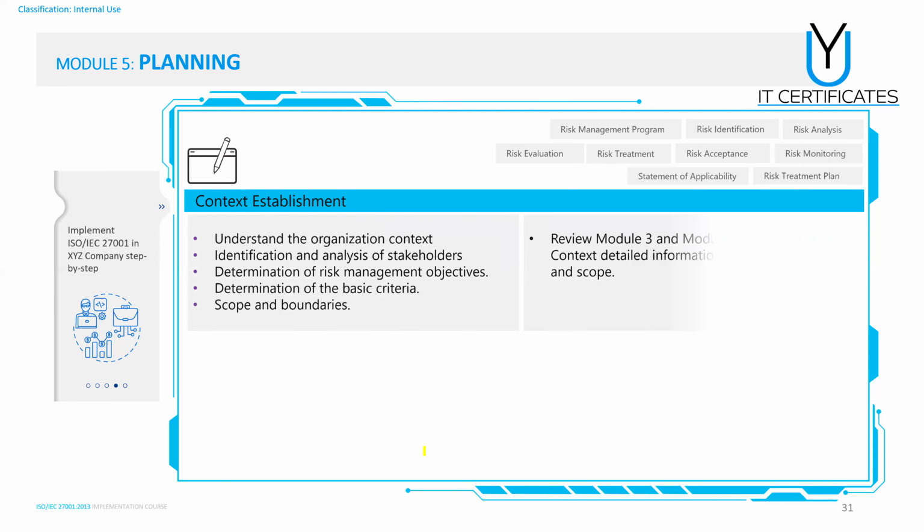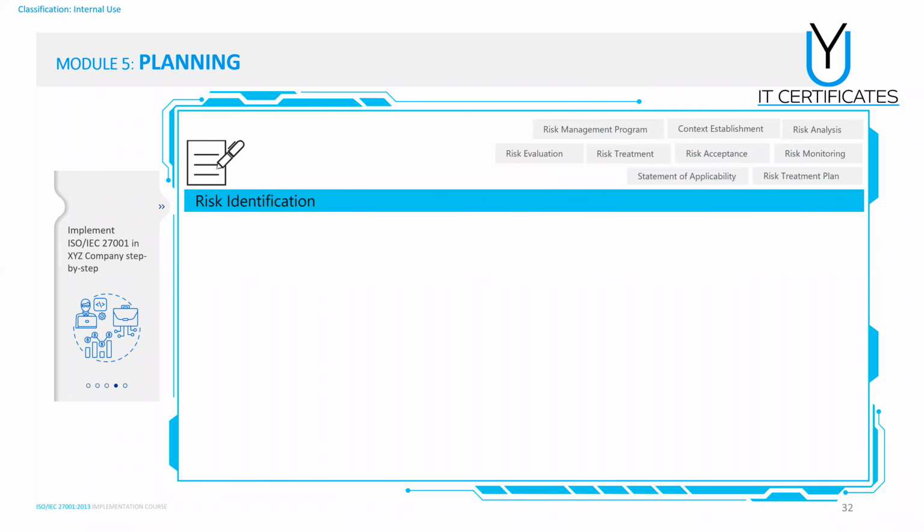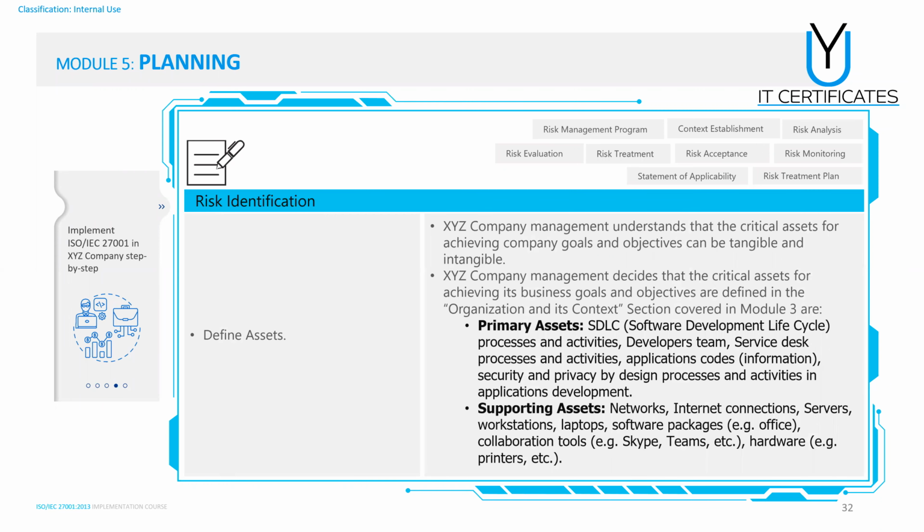For the context establishment, of course, I will not speak about it anymore because we discussed it in detail in module number 3, and we got a lot of information out of it, especially the objectives and the scope. Okay, then risk identification. You remember what risk identification is. We said we have to define assets, asset value, vulnerabilities, threats, and existing controls.